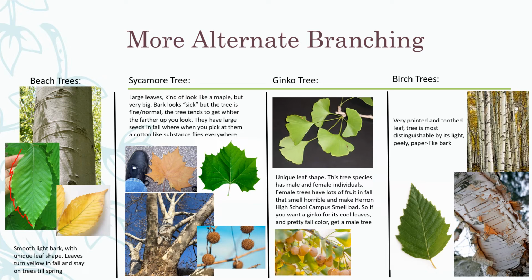Then we've got sycamore trees, and these guys have really big leaves. You could see the image of the leaf next to some guy's shoe. They kind of look like maple leaves, but they're just a lot bigger. And they also have very distinctive bark as well. The bark kind of looks sick, but the tree is fine and normal. So the bark kind of looks gray, like it's falling off, and the farther up you look on the tree, the more white it kind of appears. They also have a unique seed pod that kind of looks like cherries as well, but they're not really spiky, and if you were to start picking them apart, you'd have a lot of cotton-like substance flying everywhere with little seeds in it.